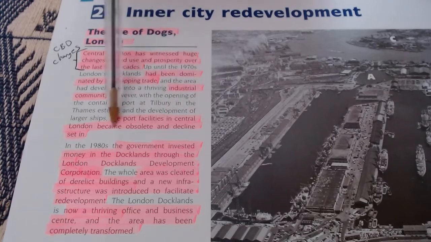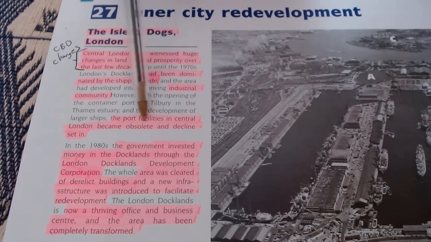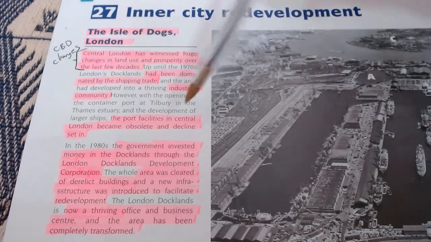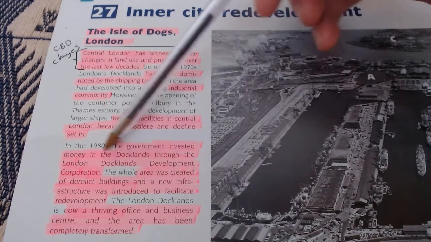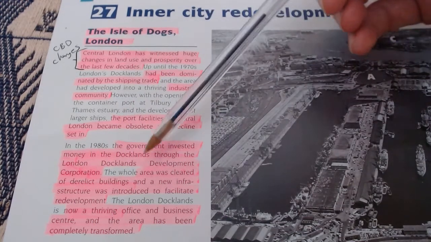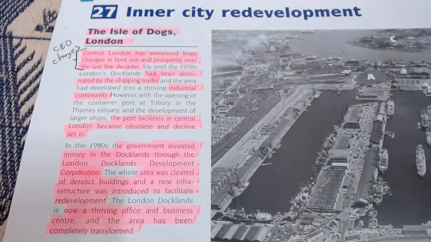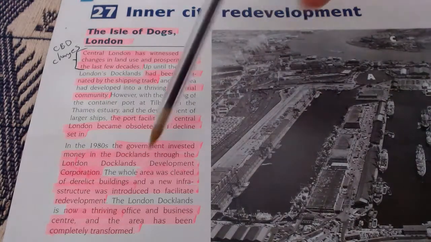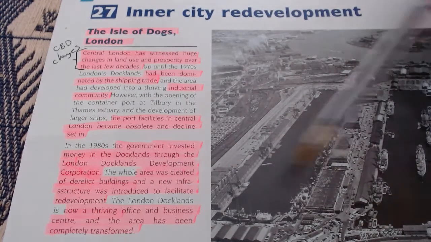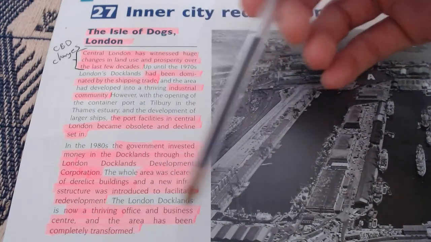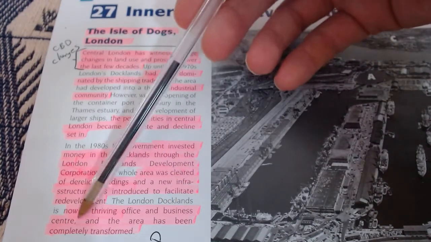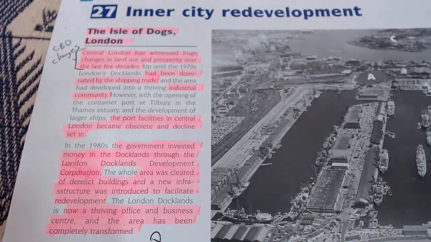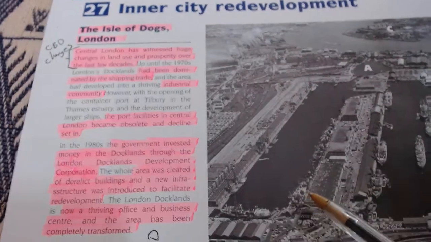However, the port facilities in central London became obsolete and declined. So years later, the ports closed and industry closed. In the 1980s, the government invested money in the Docklands through the Docklands Development Corporation. The area was cleared of derelict buildings, so it was all a brownfield site, and they cleared all of that away. New infrastructure, new roads and transport, was put in, and it is now a thriving office and business centre. London actually has two CBDs, a thriving place: offices, businesses, banking and so on. So it's completely changed. So what we're going to do is highlight those few bits.